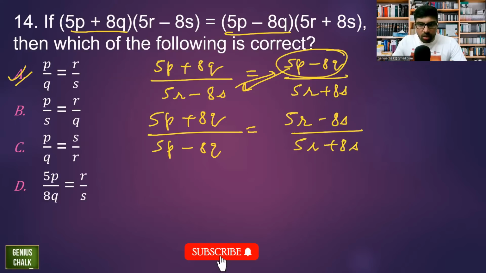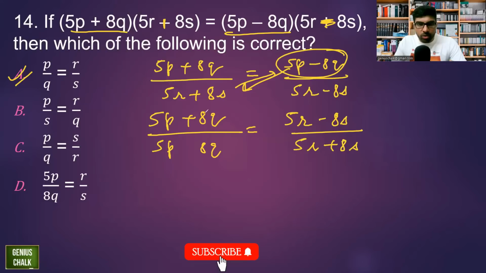Acha, there is one sign change here. This is plus, so this is also plus, and this is minus. So please change it. It is minus. This is fine. This is 5r plus 8s, and this is 5r minus 8s. So this is minus here. Okay, now why am I doing this? Because I can tell you the form actually.